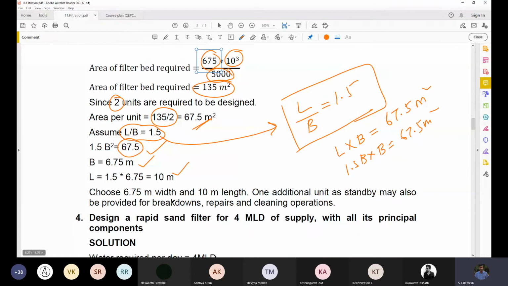So thereby, you can have length as 10 meter and width equal to 6.75 meter. Apart from these two, you also need one more additional unit as standby. Thereby, if there is any breakdown or repair, or during cleaning, you can operate with the other standby unit. Thereby, it is possible to meet your daily demands without any difficulty.